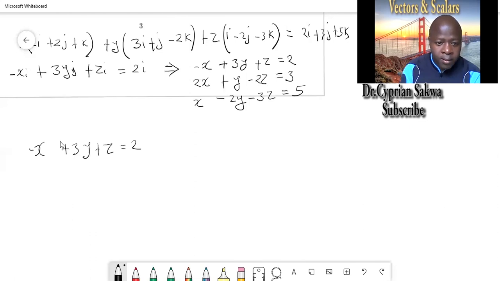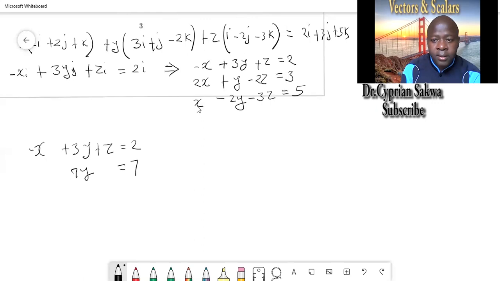So doing that, this by 2 added to this, I get a 0. This by 2 is a 6, added to this, I have 7y. And then this by 2, I have 2z, added to this, I have 0. This by 2, I have 4, added to this, I have 7.